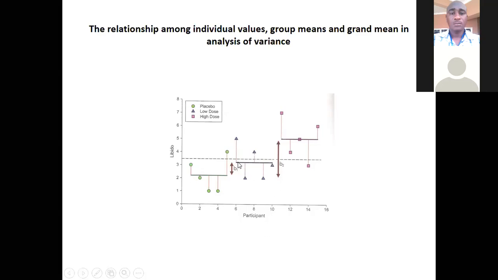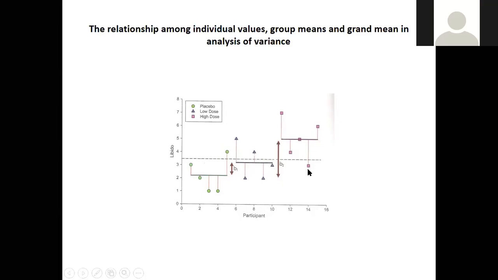This is the mean for the low dose, 3.2. There are 3 values below it and 2 values above it. This is the mean for the high dose, which is 5. There are 2 values above, 1 value exactly at the mean, and 2 values below.